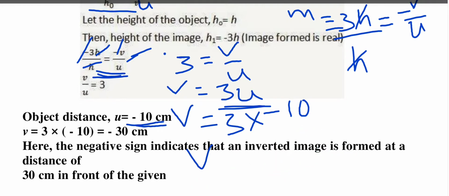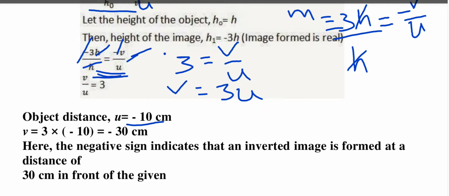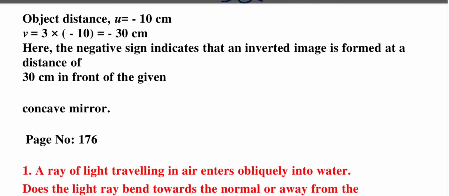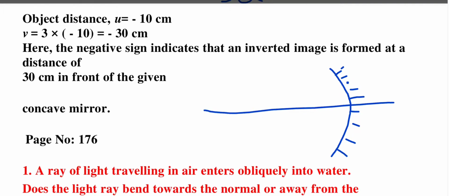So let me explain the ray diagram for this. Let me explain how exactly they have calculated, and then you will understand it in an effective manner. See, the question gives a concave mirror. They are saying the object is placed at 10 centimeter. Let me take the object placed at exactly this position. The image is 3 times magnified.